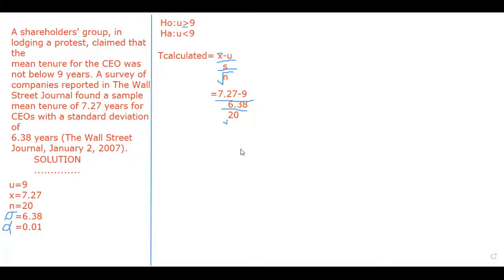They give us the alpha. What is the alpha? It's not part of the question. No? And even the sample size, I don't think it's in the question. The question I posted is not complete. Okay, I didn't put the full set.